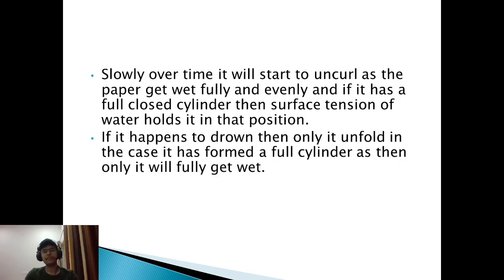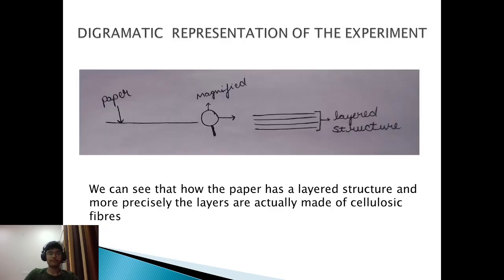So slowly over time, it will start to uncurl as the paper gets wet fully and evenly. And if it has formed a fully closed cylinder, the surface tension may hold it in that position, as it will not sink and get wet fully. So if it happens to drown, then only will it unfold. In the case it has formed a full cylinder, only then will it get fully wet.